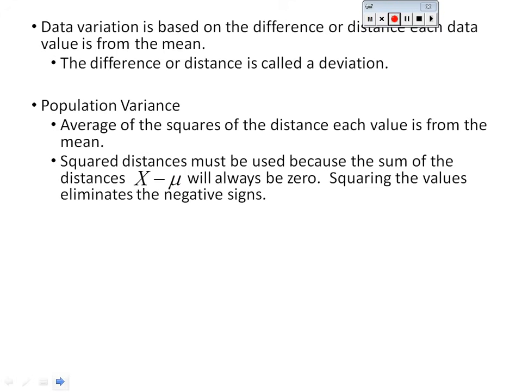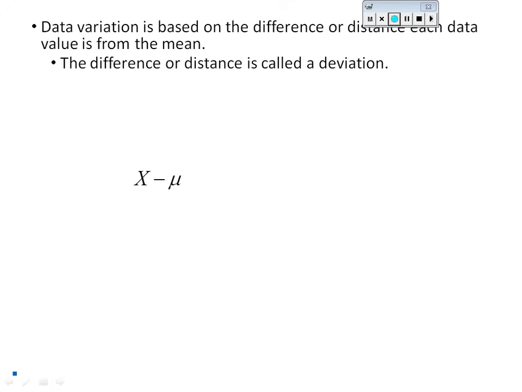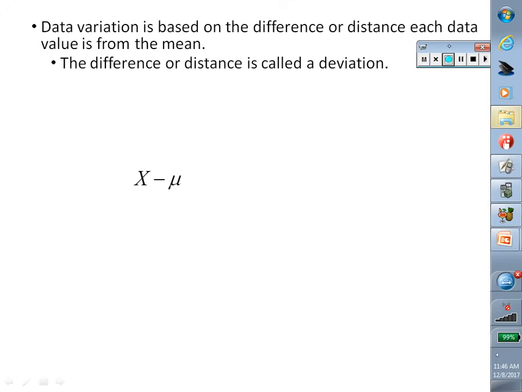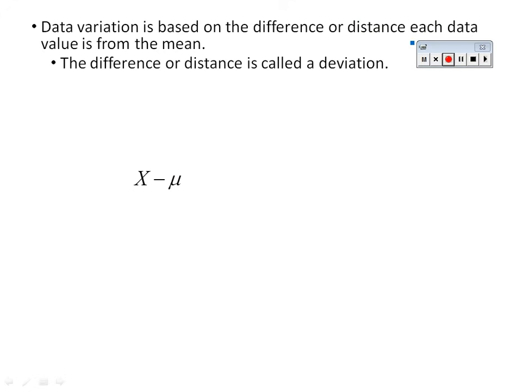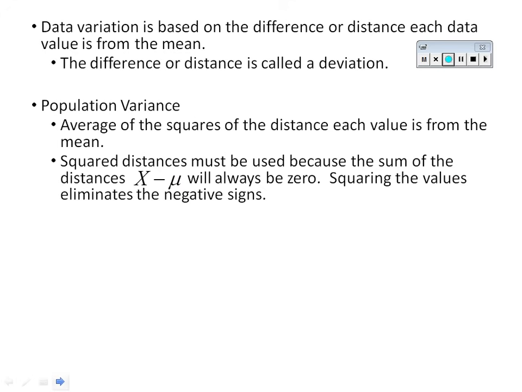What is more widely used is what we're going to look at next. Data variation is based on the difference or distance each data value is from the mean. That difference or distance, you can look at it either way, is called a deviation. To take a look at our variation, we have our population variance. The population variance is the average of the squares of the distance each value is from the mean.